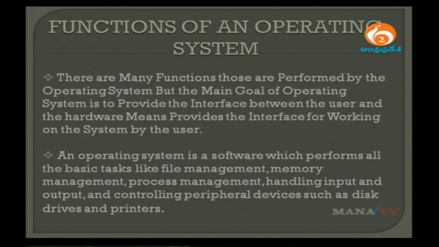Now, when I speak about basic tasks, we always have to remember that whenever a computer has its basic tasks, the operating system will always have the most important job, that is to operate the basic tasks of file management, memory management, process management, handling input and output. Obviously, you have inputs like keyboard and mouse, where you will be giving input to the computer, and these basic tasks are being handled by the operating system.